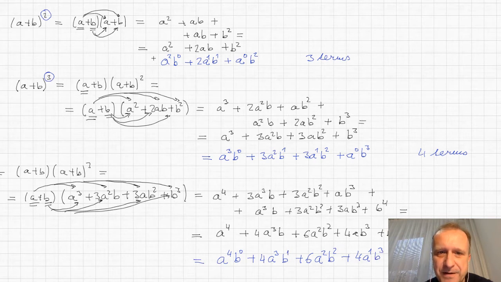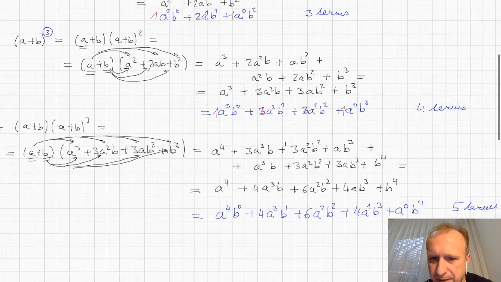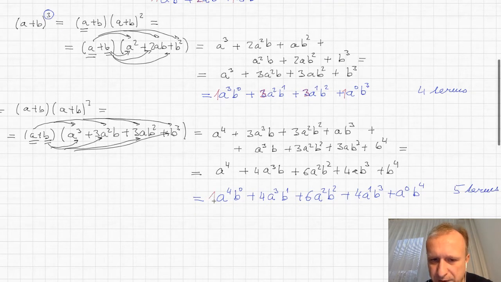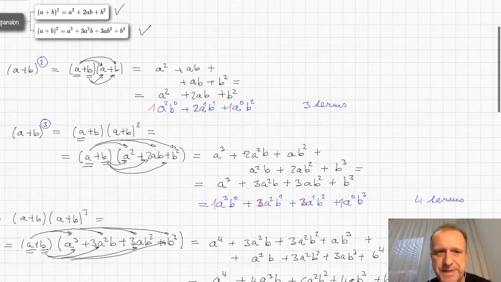So here I have the coefficients of 1, 2 and 1. So this was taken once, twice, once. Here I have the coefficients 1, 3, 3, 1. And here the coefficients 1, 4, 6, 4, 1. So how exactly were those coefficients obtained?